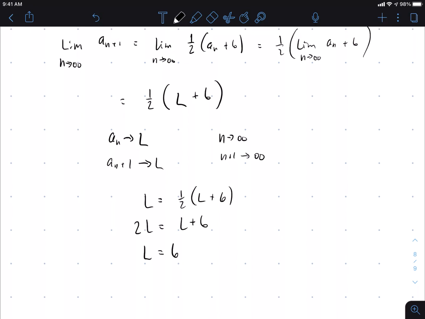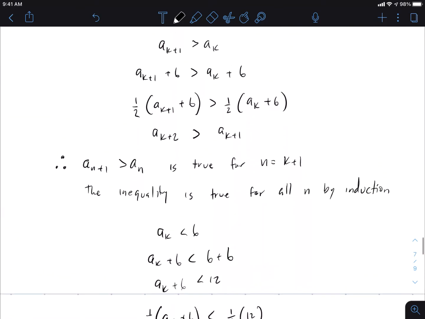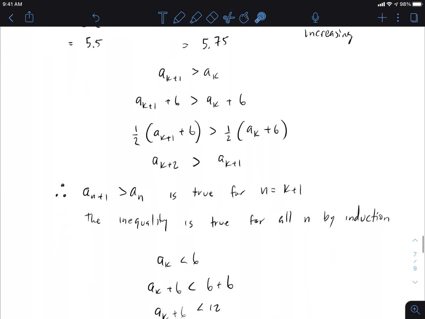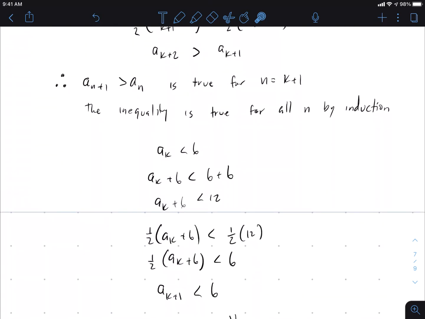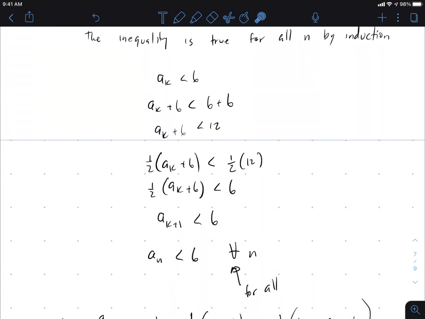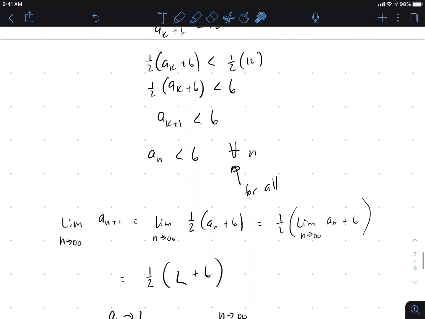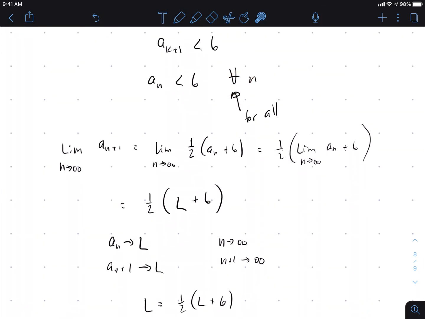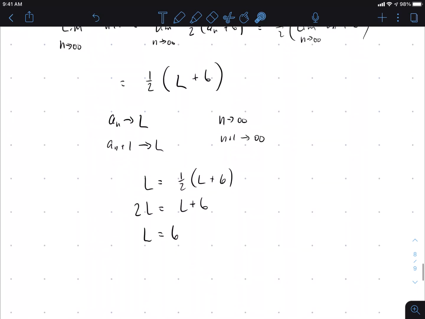Not only is it a sequence that is monotonic, which I showed, right? It was increasing by this up here. This showed that it was increasing. Then I was able to demonstrate by induction that it was going to be smaller than 6, right? The value of it was going to be smaller than 6 for all n. It would get closer and closer to 6, but never go beyond 6. And then I showed the proof for the limit equaling 6.